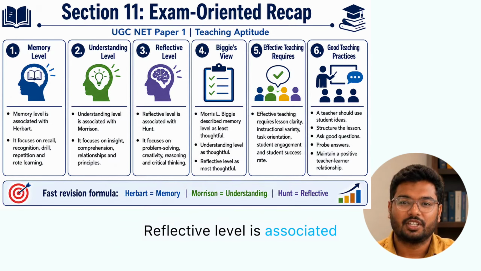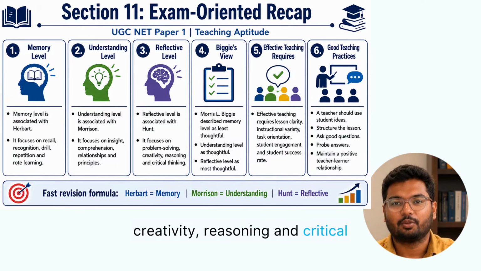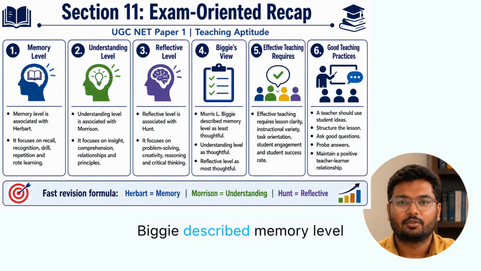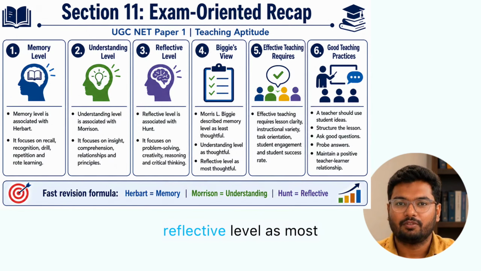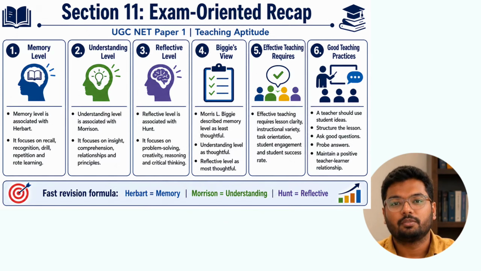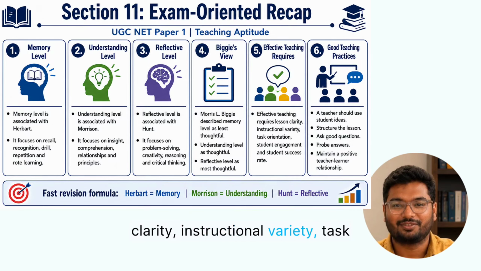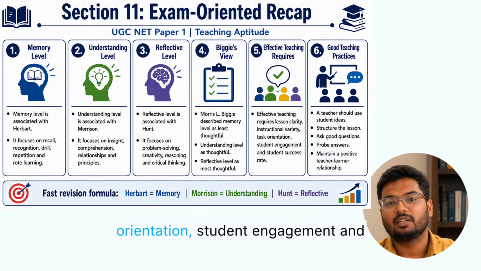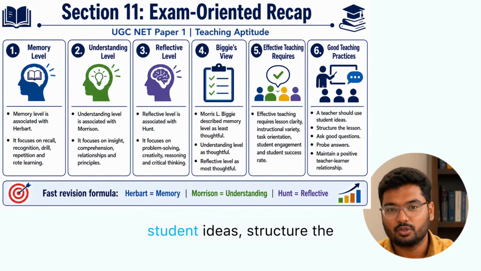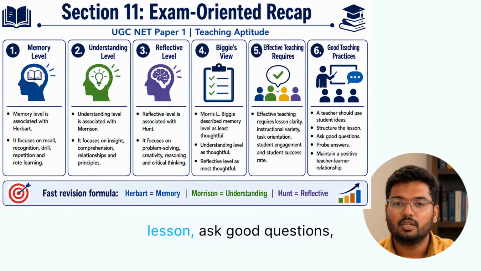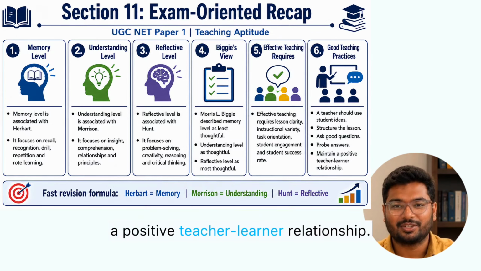Reflective level is associated with Hunt. It focuses on problem solving, creativity, reasoning, and critical thinking. Morris L. Biggie described memory level as least thoughtful, understanding level as thoughtful, and reflective level as most thoughtful. Effective teaching requires lesson clarity, instructional variety, task orientation, student engagement, and student success rate. A teacher should use student ideas, structure the lesson, ask good questions, probe answers, and maintain a positive teacher-learner relationship.